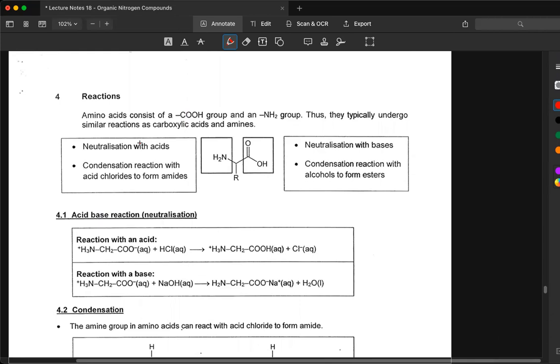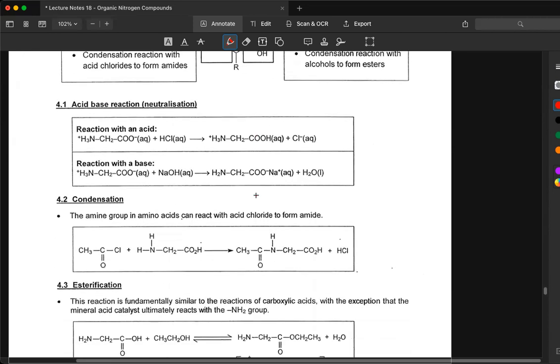Amino acids consist of COOH and NH2 groups. So they undergo similar reactions like carboxylic acids and amines. So for the amine part, it can neutralize acid and undergo condensation reaction with acid chloride to form amide. For the acid part, it can neutralize base and undergo condensation reaction with alcohol to form ester.